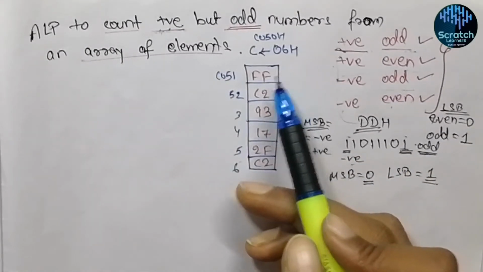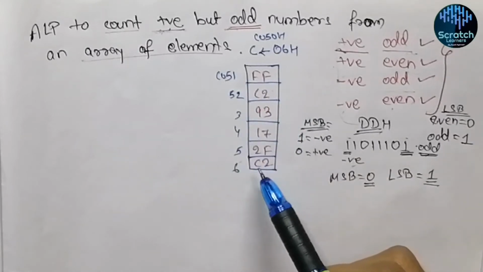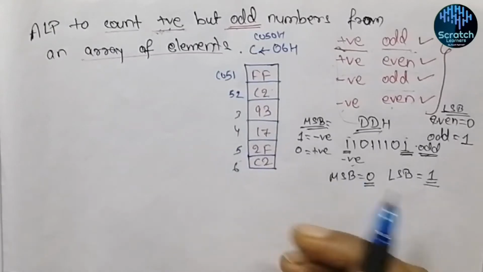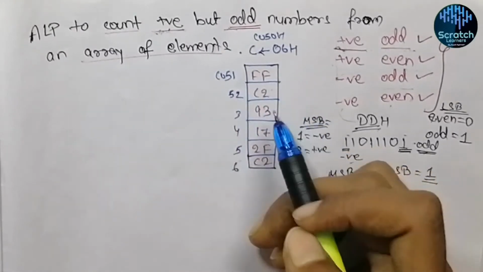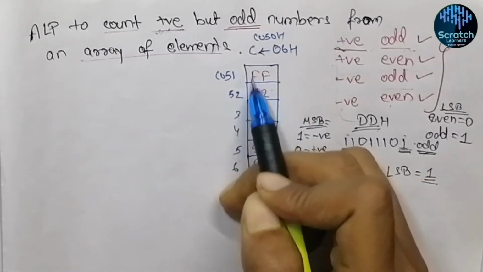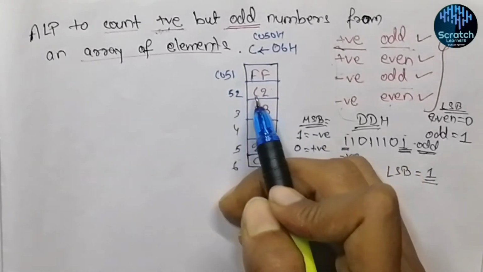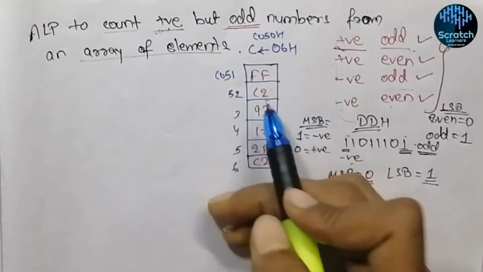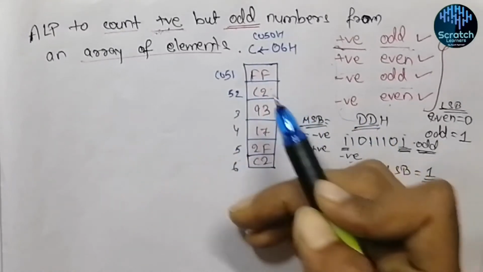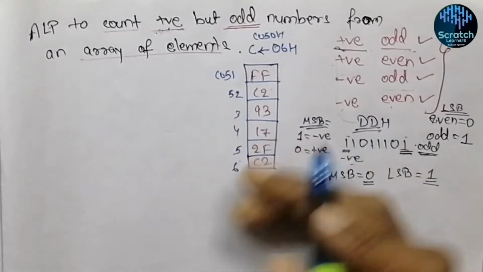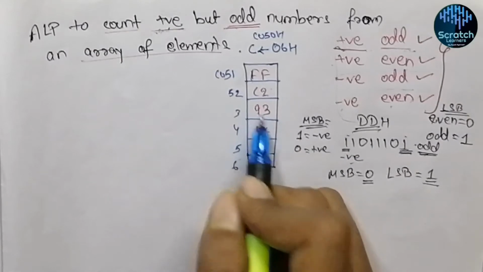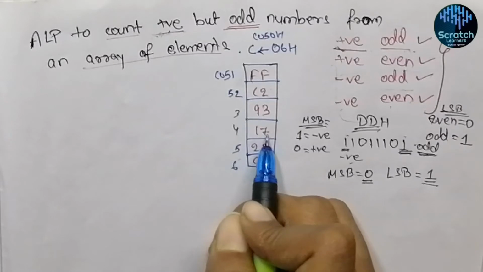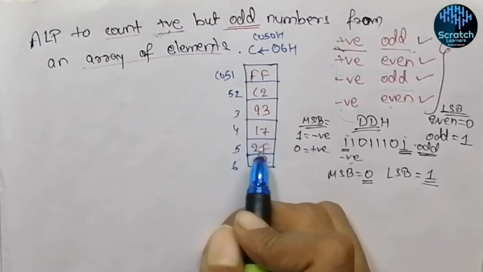Now we will analyze each element of this array and we will count only those numbers which are positive but odd. So if we inspect all the elements, you can see that this number is negative. This number is also negative. So if a number is negative, then we don't need to check the least significant bit, as we will not count those elements. Here also the MSB is 1. Now in this data, the most significant bit is 0 and the least significant bit will be 1.